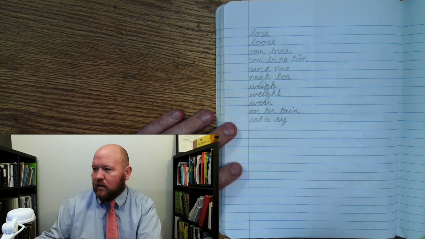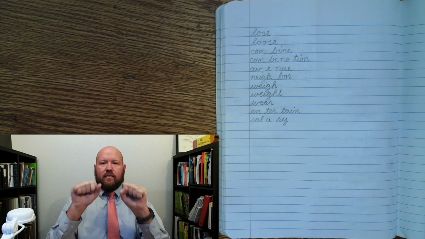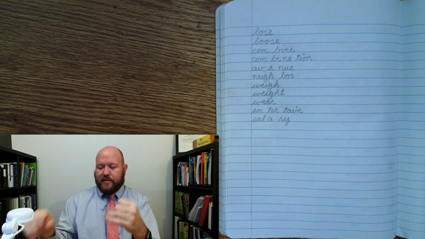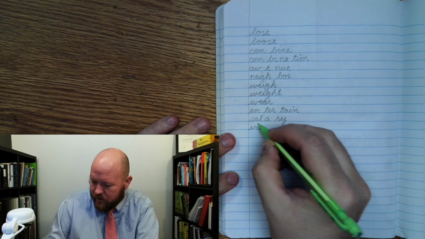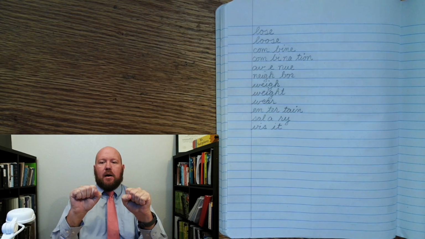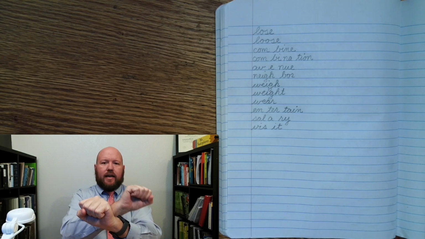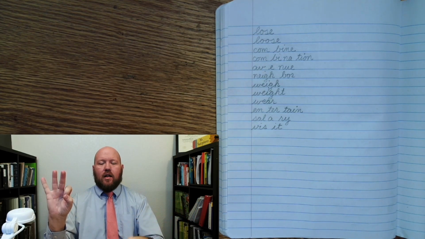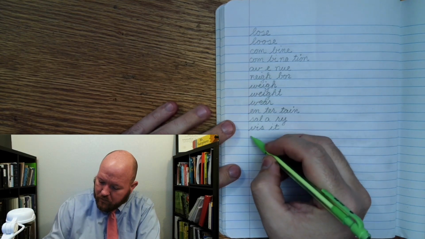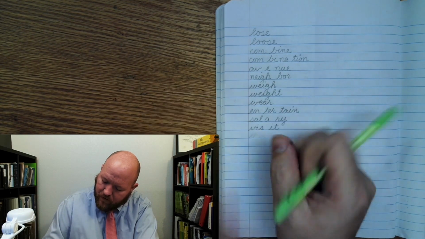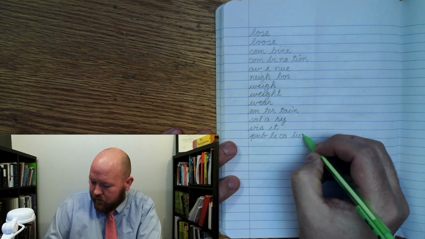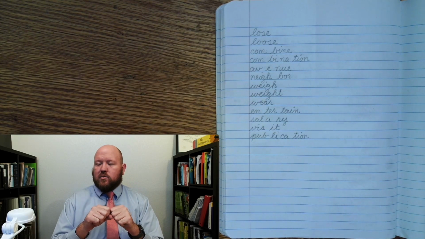Sal-a-ry. Salary. Next word, visit. Visit. Viz-it. V-i-s-i-t. Visit. Viz-it. Visit. Next word, publication. Publication. Pub-li-ca-tion. P-u-b-l-i-c-a-t-i-o-n. Publication. Pub-li-ca-tion. Publication. Next word, machine.